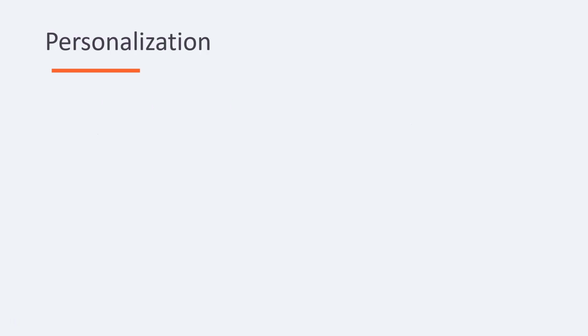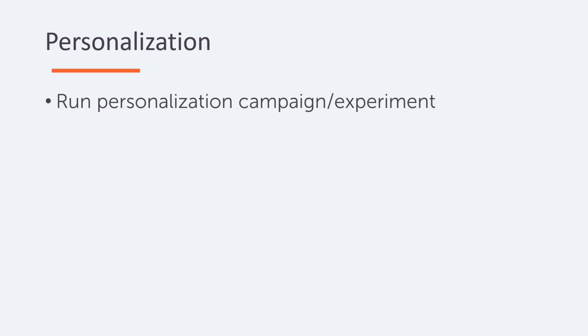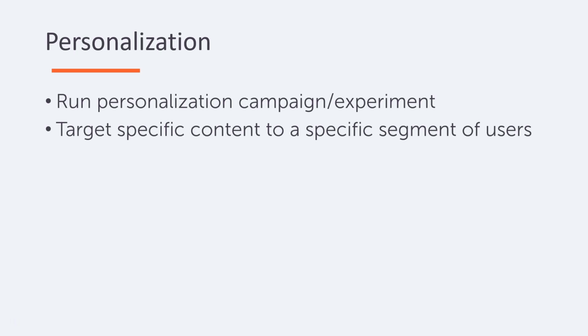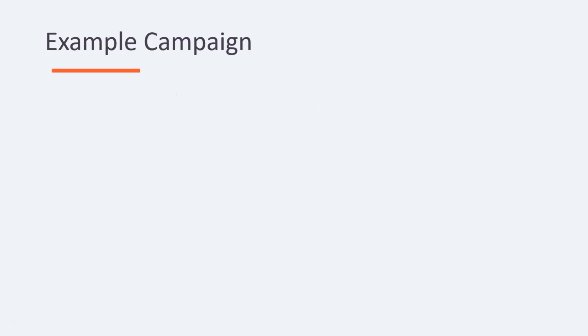So when we think about personalization in the context of Sitefinity, we typically think about running some sort of campaign or experiment. So we want to target some kind of specific content to a specific segment of users. We want to measure results and then repeat that process. And we want to see if we've altered user behavior, if we've led to more conversion, something like that. But it's basically a process of experimentation where you're targeting specific content to a specific set of users.